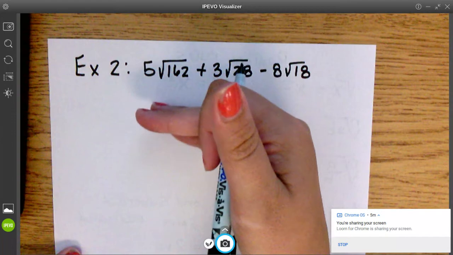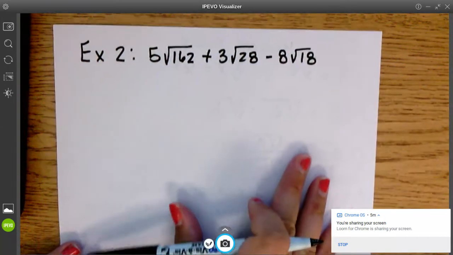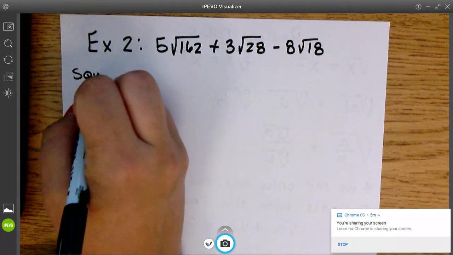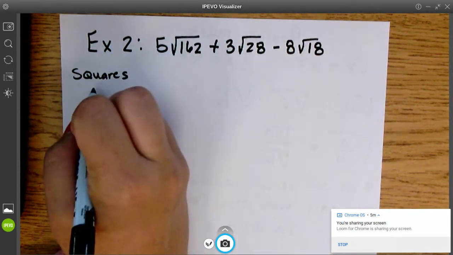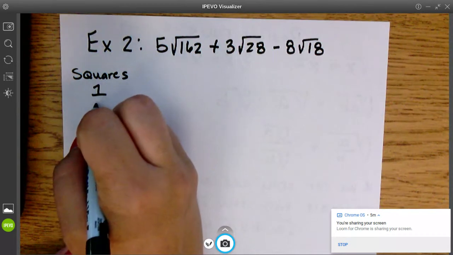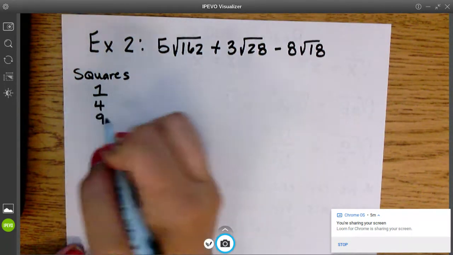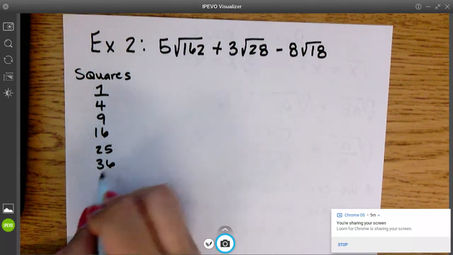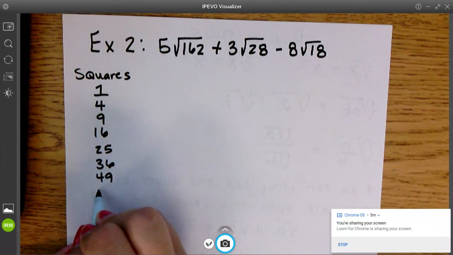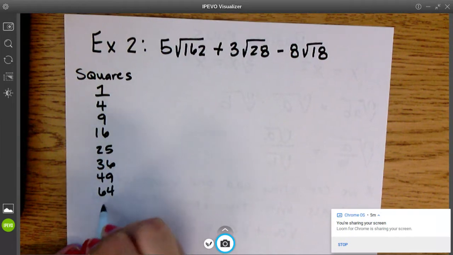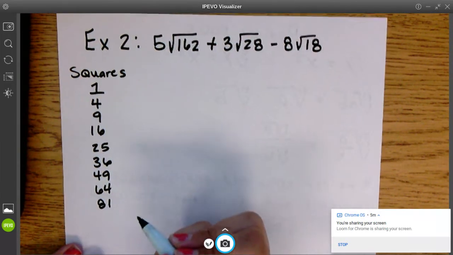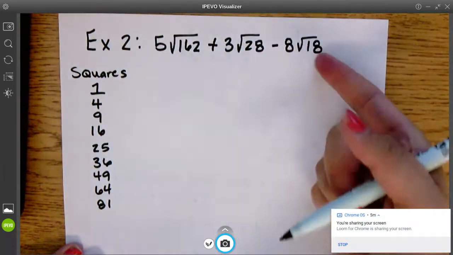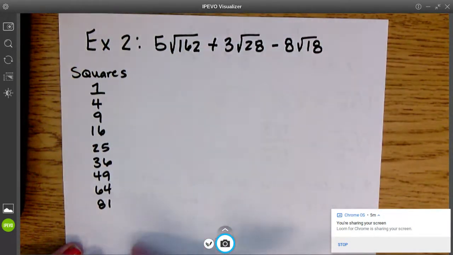When I'm thinking exponents, I want you to think the same thing here. We're going to talk about some squares and some cubes. So some perfect squares. Remember 1 times 1, 2 times 2, 3 times 3, 4 times 4, 5 times 5, 6 times 6, 8 times 8. Okay, here are my perfect squares. Since this is a problem dealing with square roots, having some perfect squares would be nice to know.